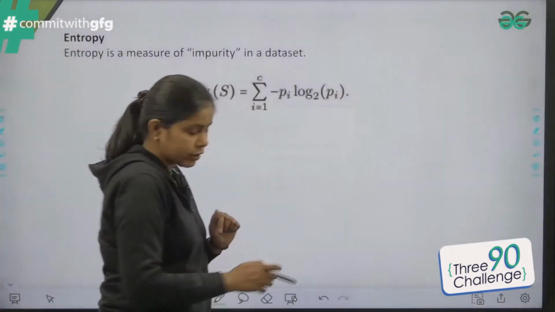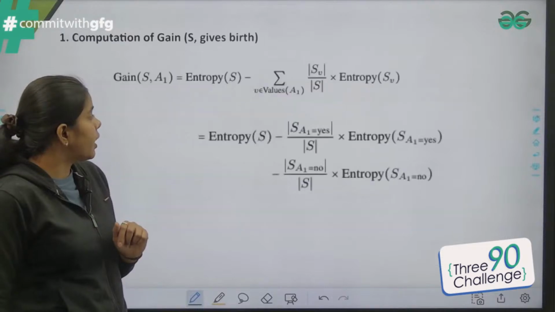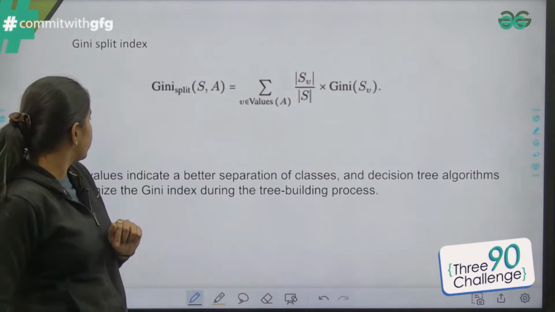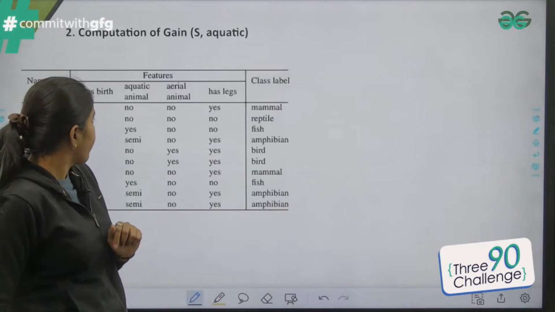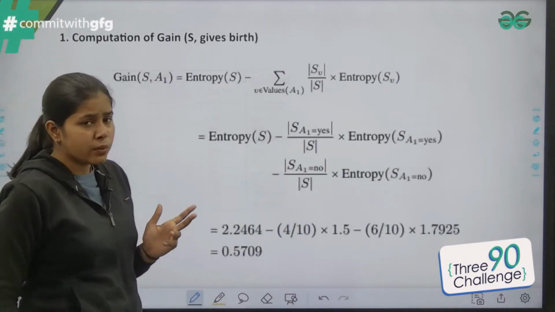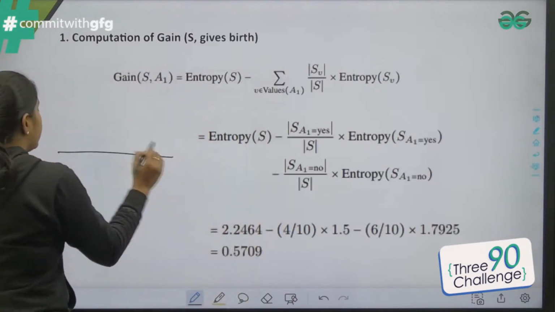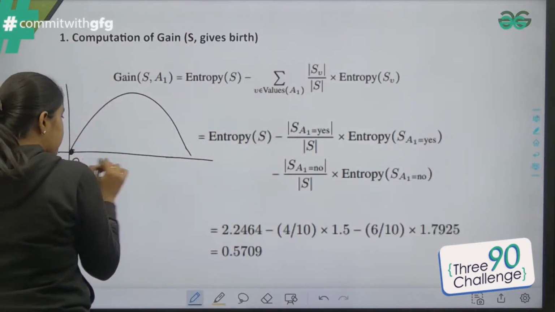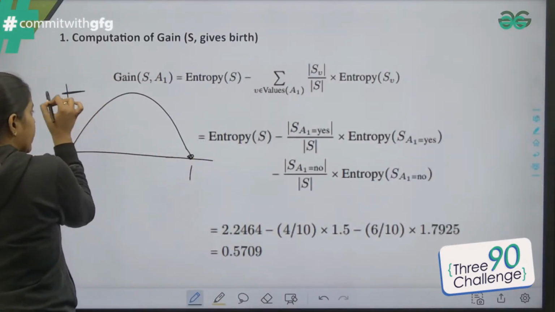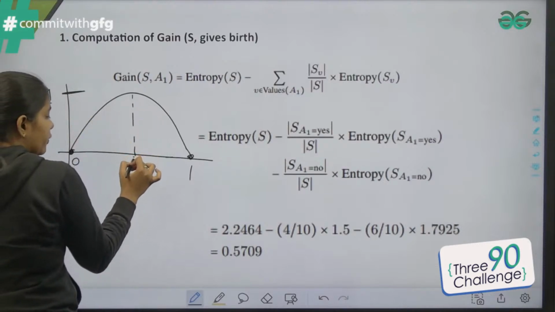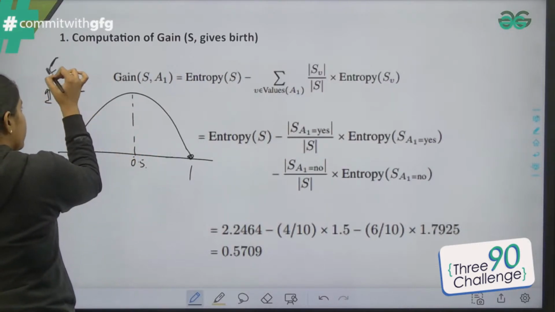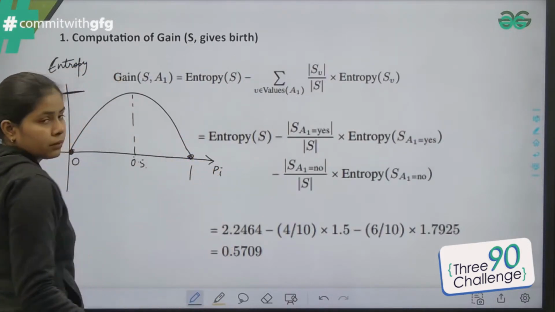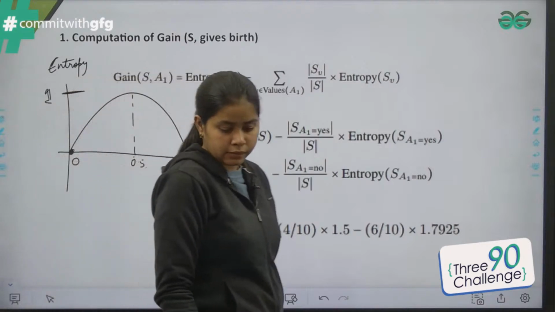I have added one question for this as well. This was a question I have added here. Let me show you. Okay, I think the question did not get added here. But basically I'll tell you that the entropy graph is something like this for a binary classification. This is 0, this is 1, and the maximum value it would take is 1, and it would take the maximum value at 0.5. This is entropy, and this is the Pi value, right?